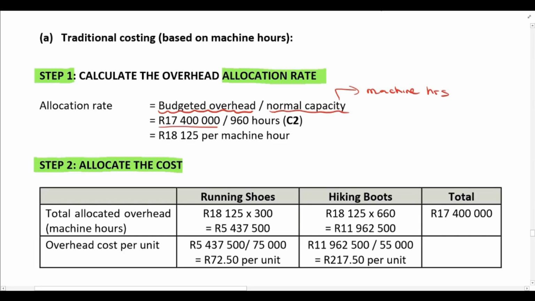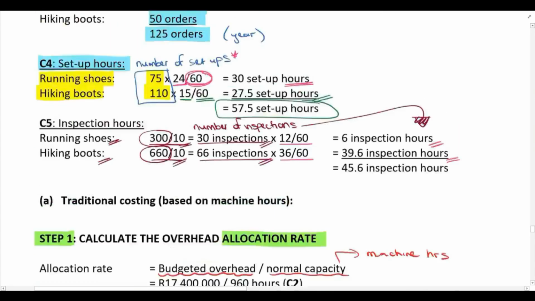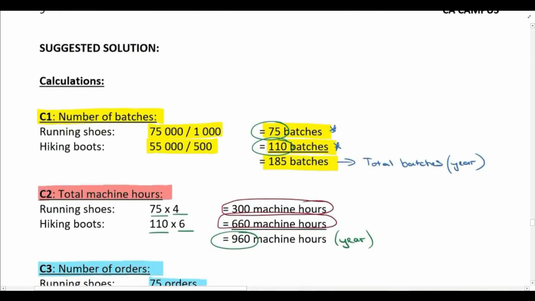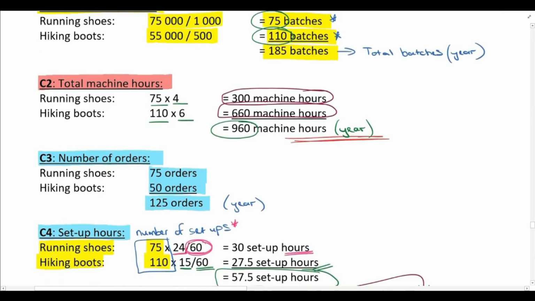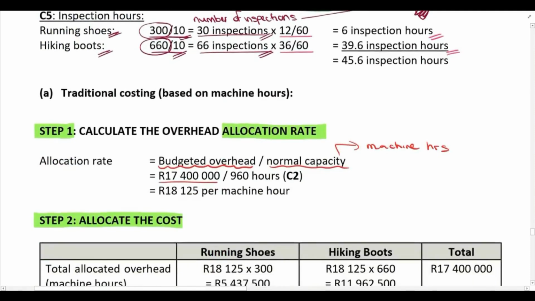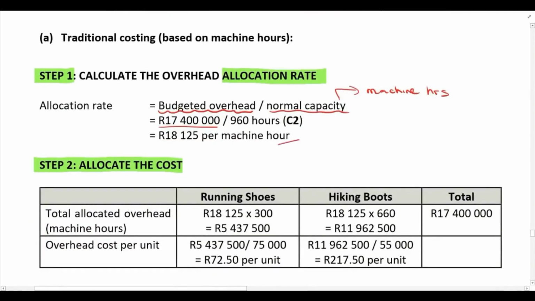So I don't analyze what the cost is made up of, I take the total cost for the year. Be careful, don't divide by machine hours per unit or do something silly like that. You need to divide by the total machine hours for the entire year. We calculated that in calculation 2. Divide by your machine hours for the year and get your allocation rate. One single allocation rate for the company as a whole.